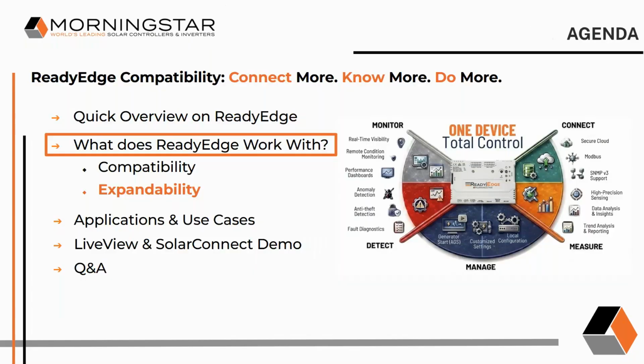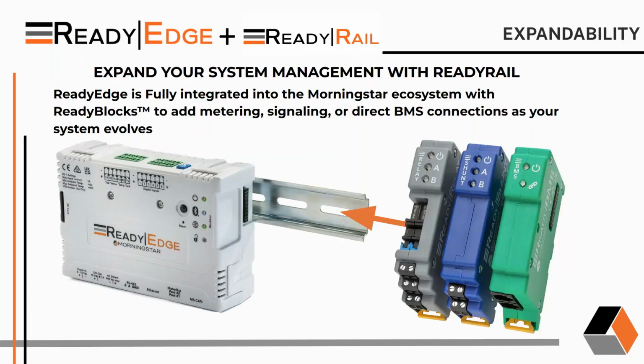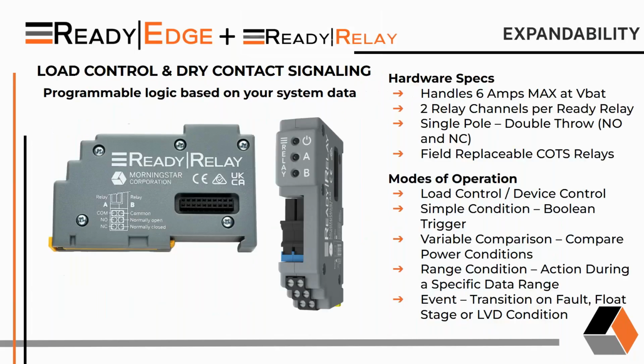Now we're going to move on to expandability. So that's our Ready blocks and our block bus, our Ready bus. Anyways, so we have three Ready blocks at this point: the Ready relay, the Ready shunt, and the Ready BMS. And we're going to talk about the basic features of each of those before going into applications to really dive into what you can do. So starting with the Ready relay.